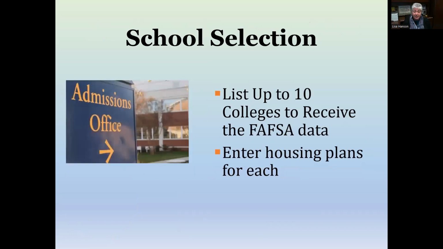When it comes to colleges in the FAFSA, students can list up to 10 colleges to receive their FAFSA information. And as you select those colleges, then you'll be asked to enter housing plans for each of those. So you'll tell us whether you plan to live on campus, off campus, or with parents for each of the colleges that you select. And if you have more than 10, you can actually go back in and make corrections after you do your original application to add additional schools onto the FAFSA.